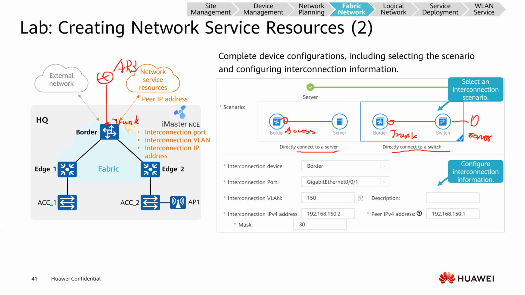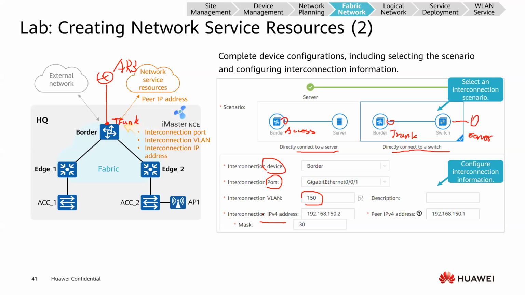So for the scenario here, we will choose the second one, directly connecting to a switch, and then the switch will connect to the server. And then you need to tell the controller the interconnection information, such as the interconnection device. We use the border to connect to the network service resources. And then the interconnection port is this physical interface, GigabitEthernet 0/0/1, and the interconnection VLAN and the interconnection IP address.